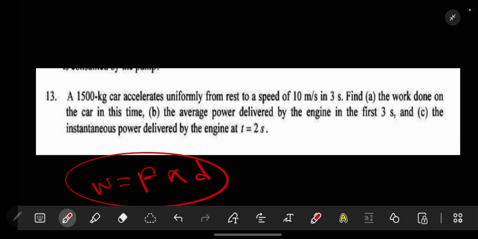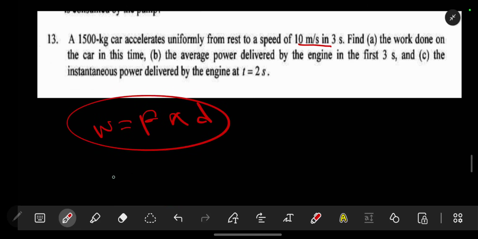If they have told you, over a specific time, to find the work done on the car in this time, you're finding the overall work, so you can use the work energy theorem, which states that the net work done is equal to the change in the kinetic energy.